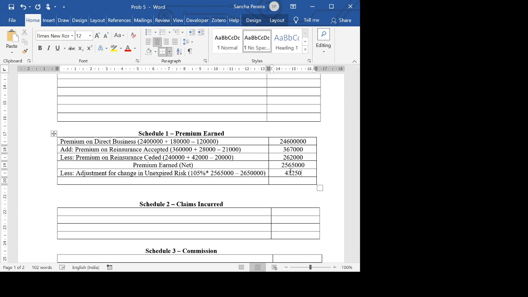Okay, the current year's reserve will mostly be more than the last year's reserve because your premiums are increasing, right? Every year, more and more business is coming up. So we call this total premium earned, and the final amount is 25,21,750.